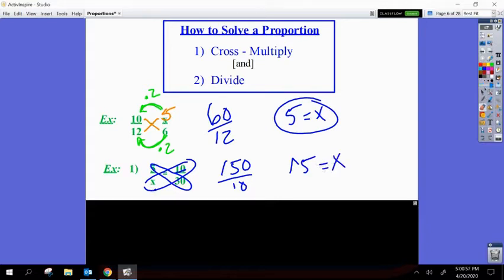If you wanted to do it that quick trick way, and you kind of like what I showed you at the end, you could see that from 5 to 10 is times 2. So what times 2 is 30? Well, 15 times 2 is 30.